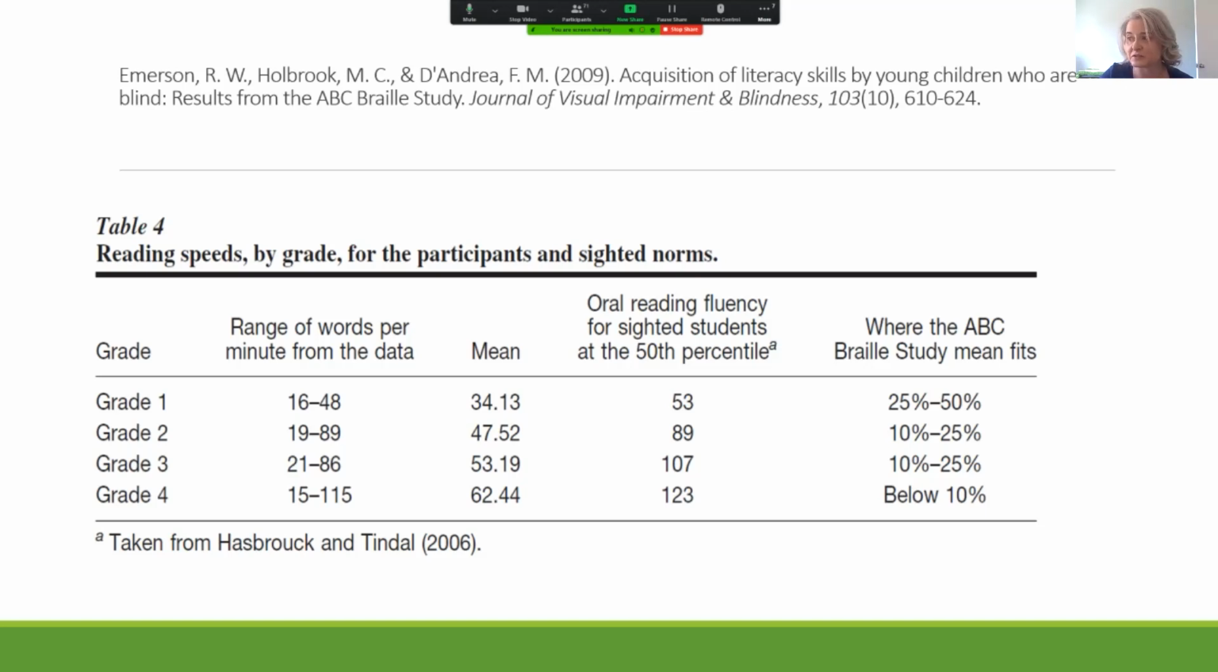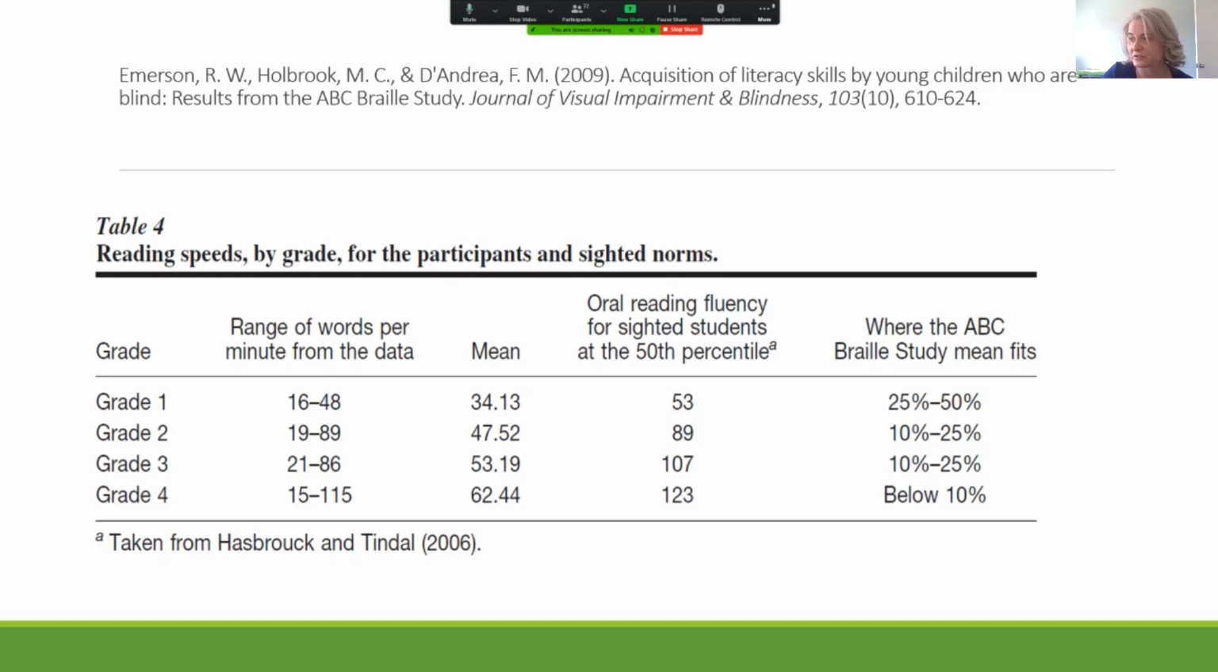So we do have some students that are reading at the same speeds as their typically sighted peers who are reading print, but we have some students that really aren't. So our average was 47.52 words per minute, and the average for sighted peers was about 90 words per minute. Our students dropped from the 25th to 50th percentile to the 10th to 25th percentile. And the trends just continue from there.